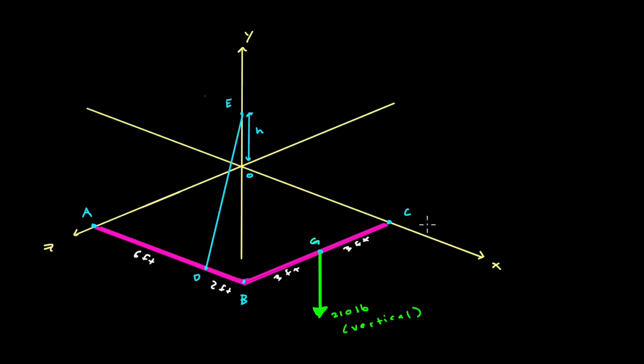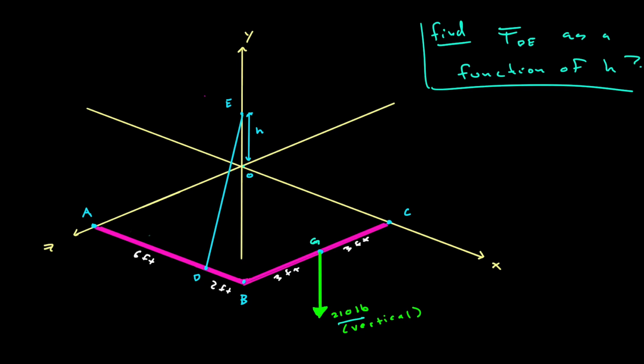But in this case, the rigid body is also supported by a cable connecting at point D up to point E on the y-axis, a distance of h above point O. There's also an applied load of 210 pounds pulling downward at point G. And the question that we're trying to answer here is to figure out the amount of tension in this cable DE, but do it as a function of this unknown height h.